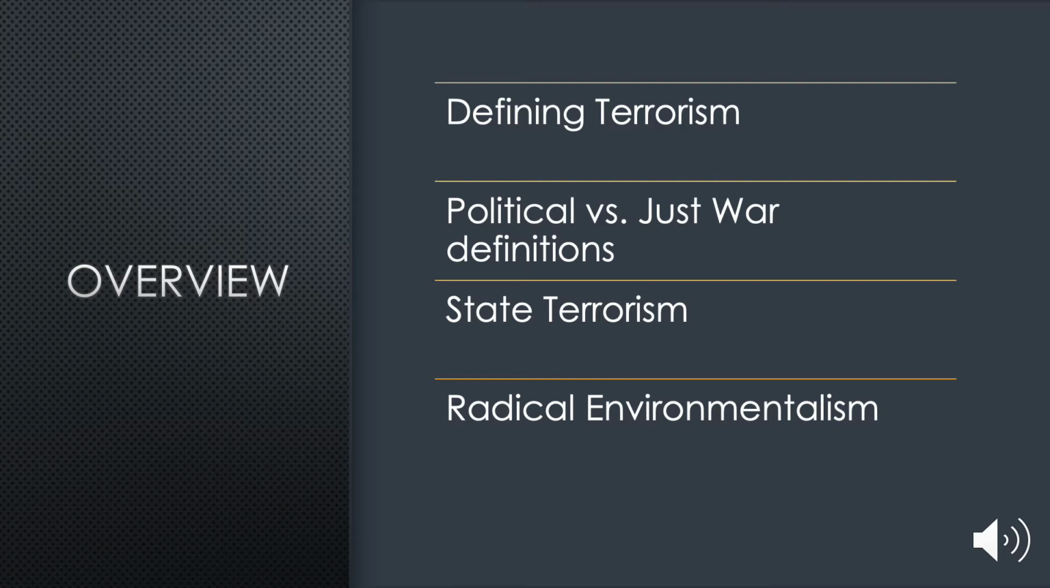Radical environmentalism may not seem like the most obvious way of examining terrorism, but anybody that remembers the late 90s, early 2000s will remember that this was a big thing that the media and FBI were focusing on: these radical environmental acts. And so that provides a really useful lens for us to examine some of these definitions and whether or not certain actions that are labeled terrorism can actually reach that level of what we socially construe as terrorist actions. And that'll make more sense as we go along.